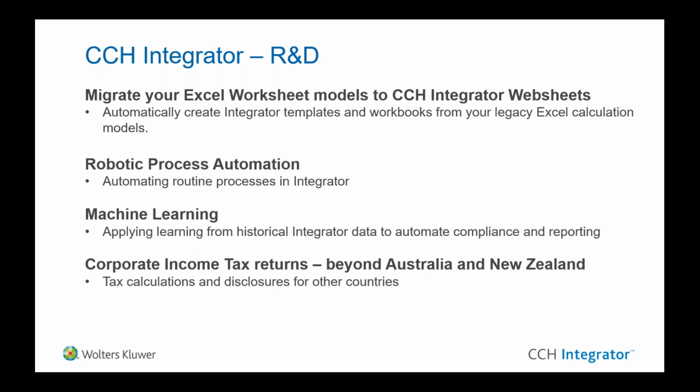Machine learning. We've been playing with some machine learning technologies to look at historical data which has been collated and aggregated through the Integrator database. Historical return information, historical mapping information, to then start to make assumptions around how tax adjustments should be made in future periods. That's an interesting bit of technology, and particularly when combined with robotic process automation, it can potentially automatically derive certain tax adjustments based on historical adjustments.